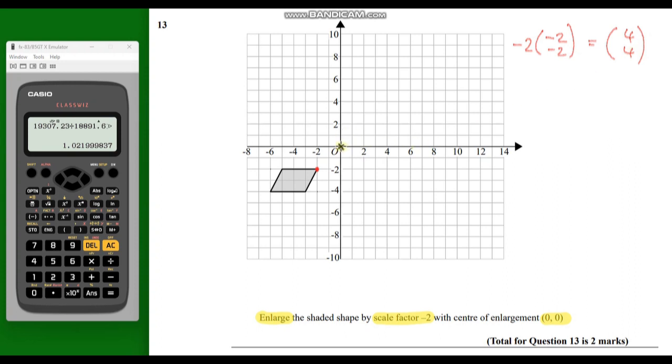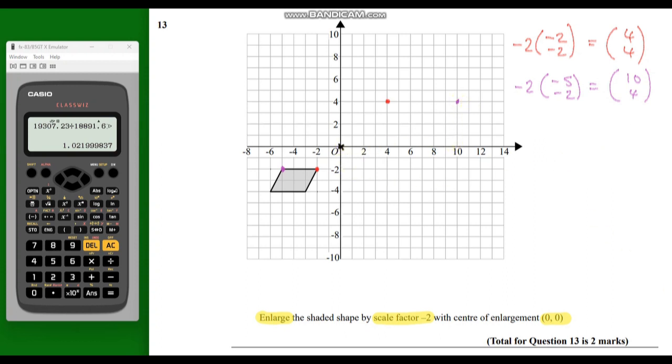So from our centre of enlargement, we're going to go 1, 2, 3. I don't know why I'm counting. I can see the axis here. So across 4 and up 4. That is our new point. Now let's do another point. So let's pick this point here. To go from our centre of enlargement to this point, we are going along 5 and down 2. So we are going -5, -2. And we're going to multiply that by -2. So our new vector is going to be 10, 4. So we're going to go along 10 and up 4. That's going to be that point.